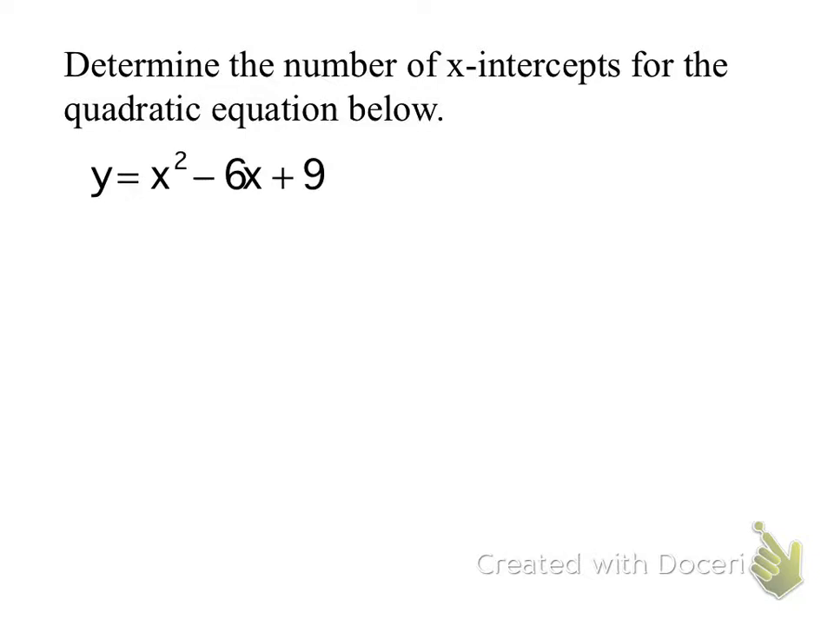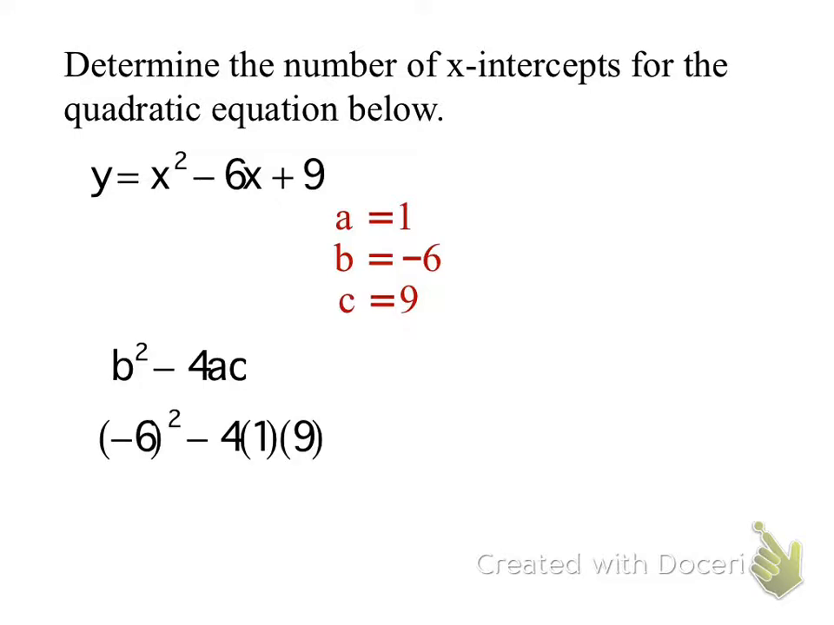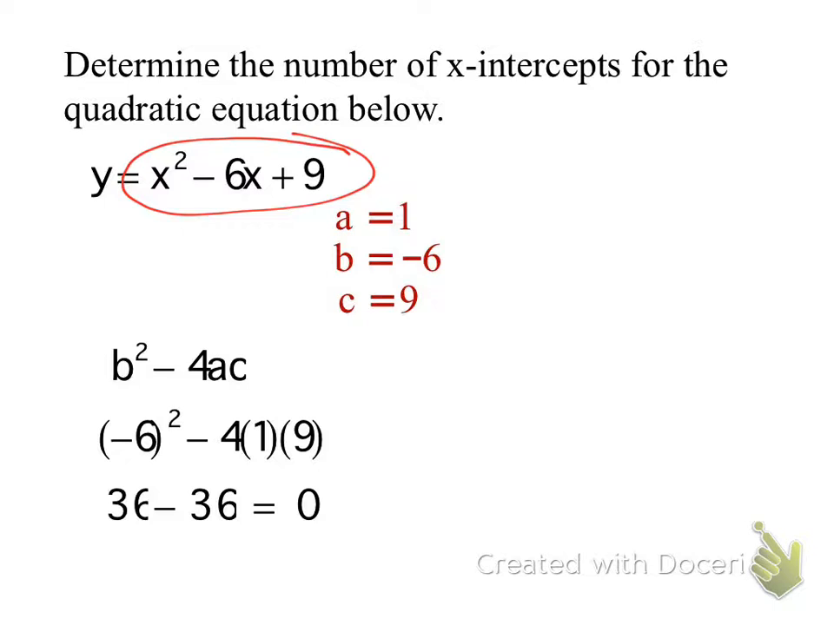All right, let's check our work. B squared minus 4AC. So I'm doing negative 6 squared minus 4 times 1 times 9. 36 minus 36, what does it equal? 0. It's going to have 1 root. It's going to be sitting on the x-axis. Notice, perfect square trinomials are the ones that have 1 root.